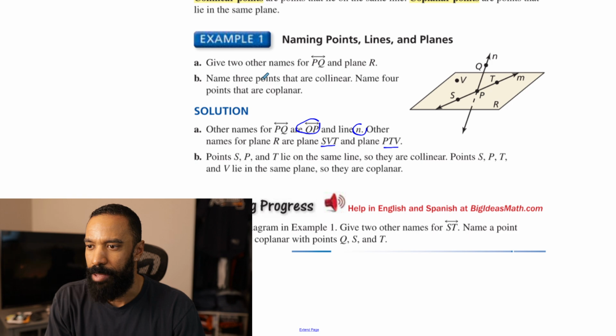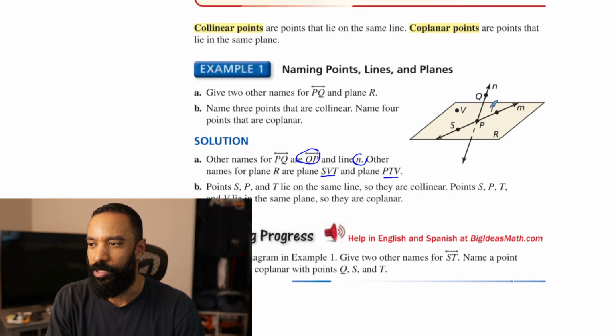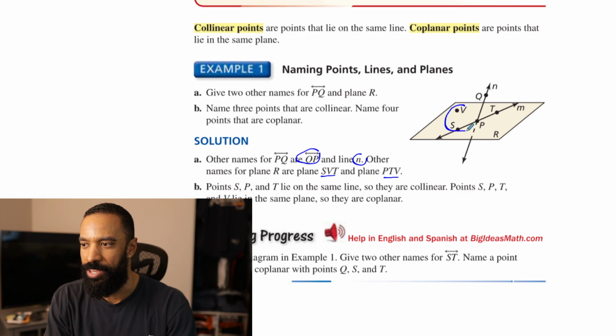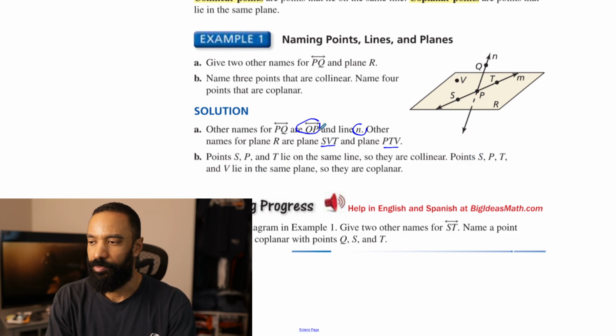Okay, what was the other question? Name 3 points that are collinear. Name 4 points that are coplanar. So the 3 points that are collinear, I did say, and they just said are S, P, and T. 4 points that are coplanar, I said that before, V, S, P, and T. And that's what they said on those.